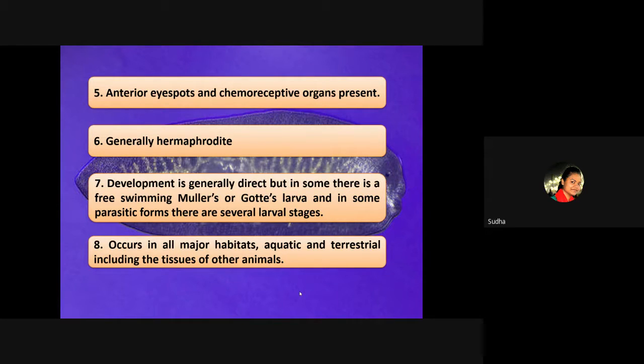The last point is they occur in all major habitats. They might occur in aquatic mode, terrestrial mode, including the tissues of other animals, like in certain classes such as Trematoda and Cestoidea. We can find some platyhelminthes that are endoparasitic, so they can dwell in the tissues of other animals.